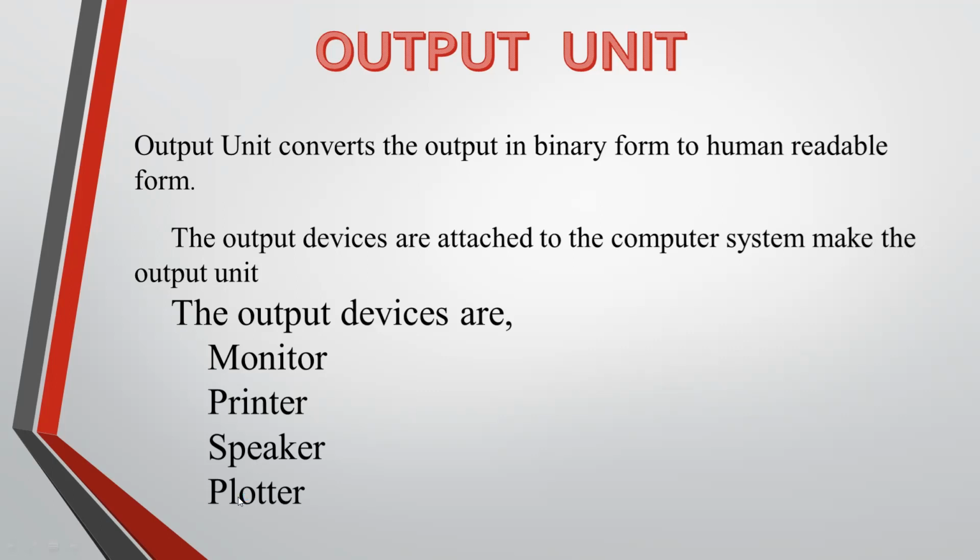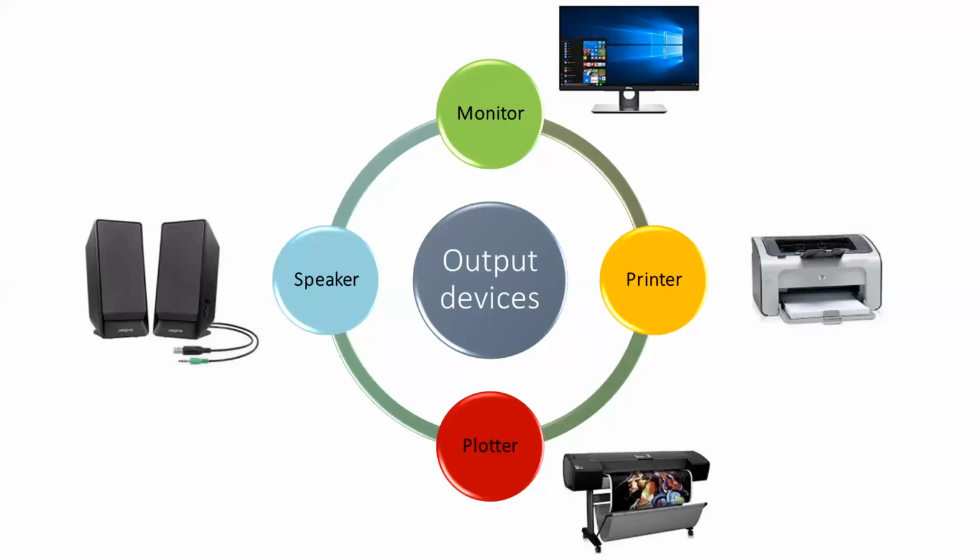These are the output devices. Each device has its own function. Like the monitor, it is used to display, and with a printer, we can take a printout. With a plotter, we get a large printout. If you want to take a large printout, we use a plotter. And a speaker is for listening purposes. These are collectively known as output devices.